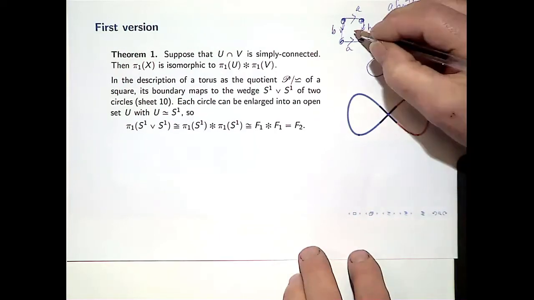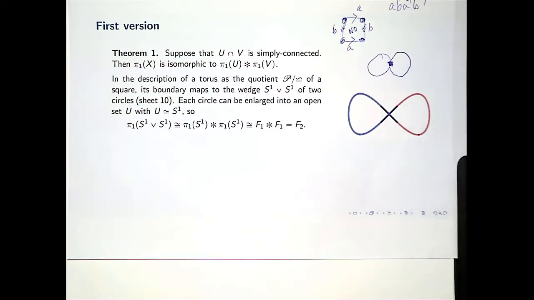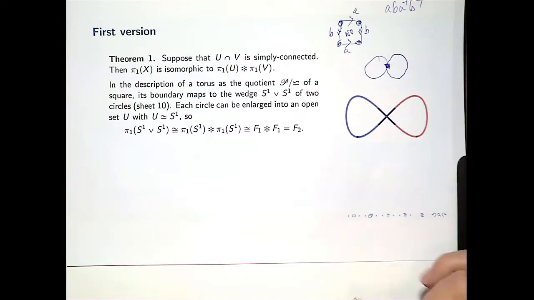But I'm excluding the inside. I'm not including the inside here. I'm just looking at the boundary of the square. You get these two circles. Now, I want to compute the fundamental group of these two circles.